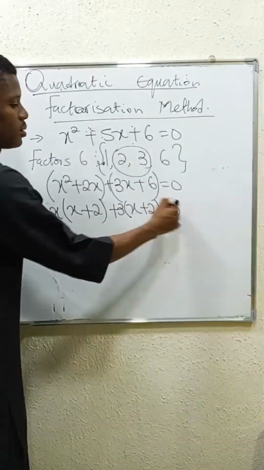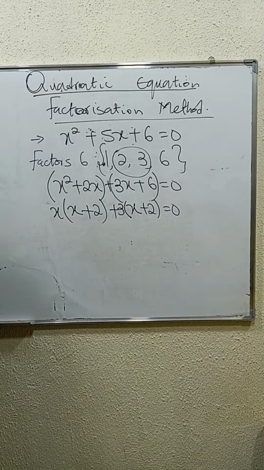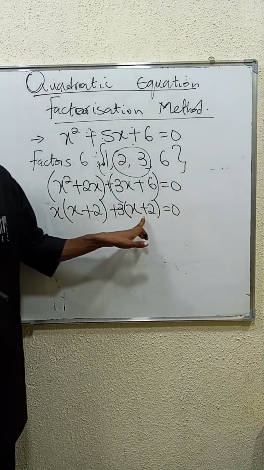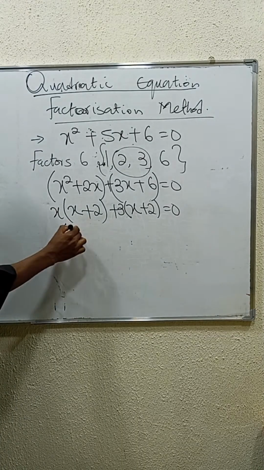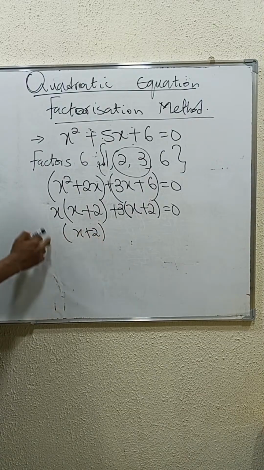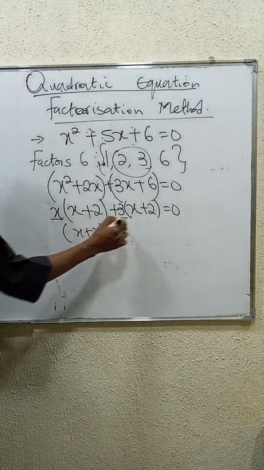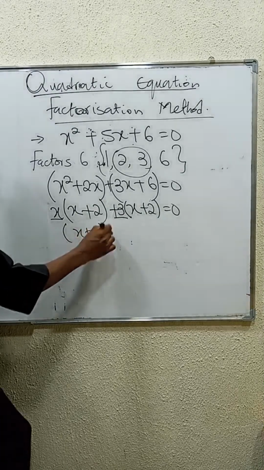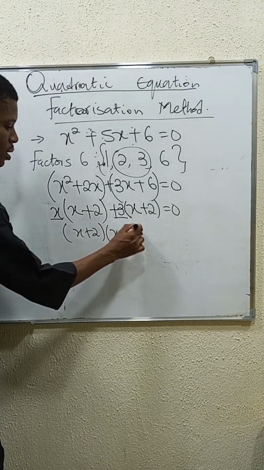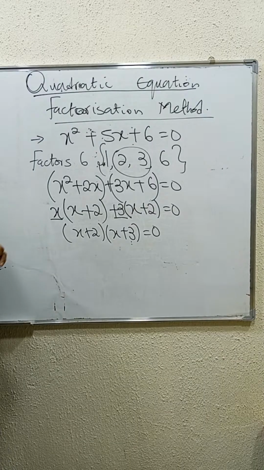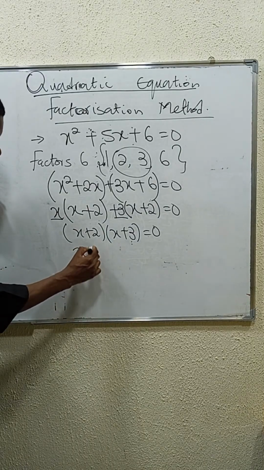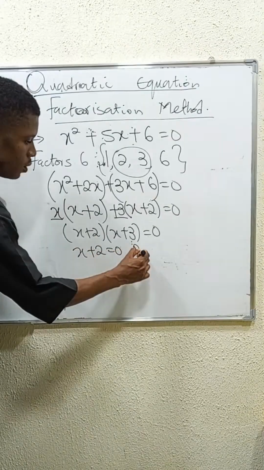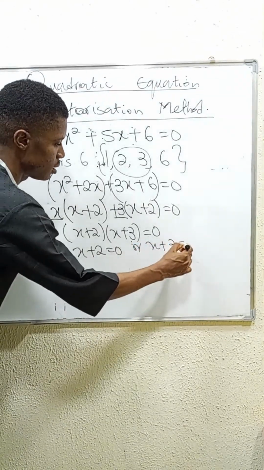Equals 0. Understand one thing: these two brackets are the same. So you pick out one, x plus 2. Then you use the other factors, x and 3x, and you have x plus 3, and that equals 0. In quadratics, when two things multiply to give 0, we have to equate each factor to 0. That means x plus 2 equals 0, or x plus 3 equals 0.